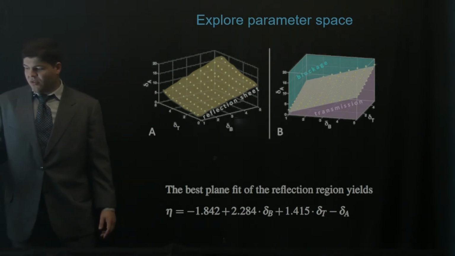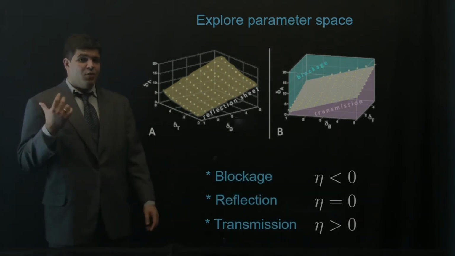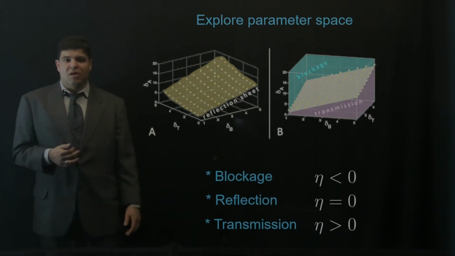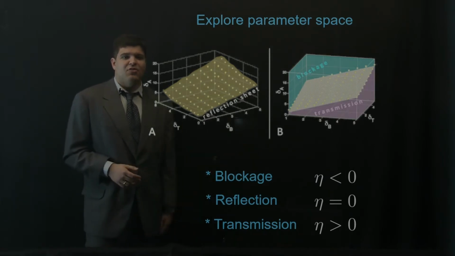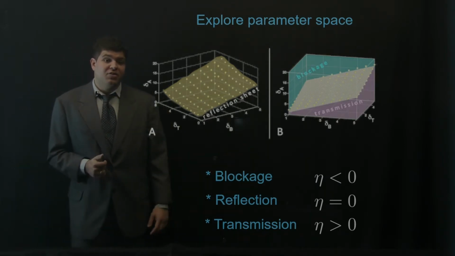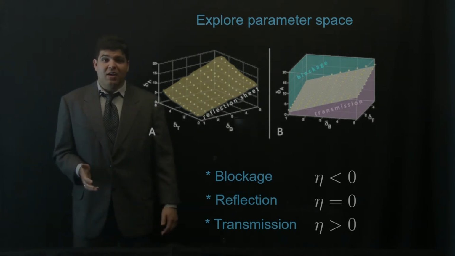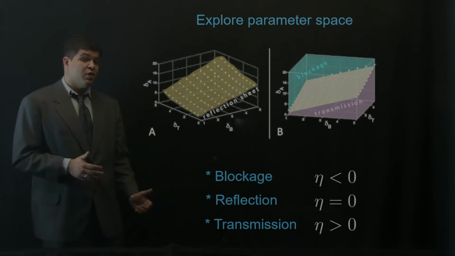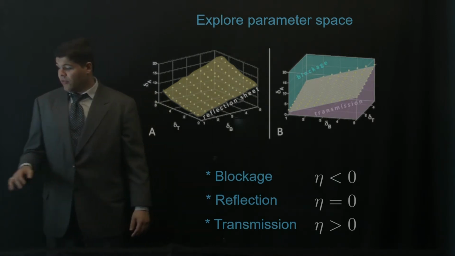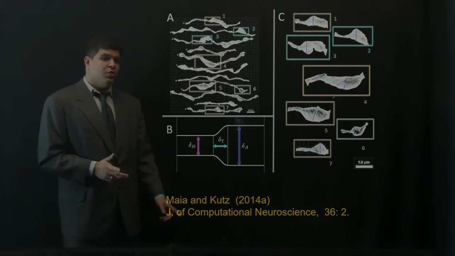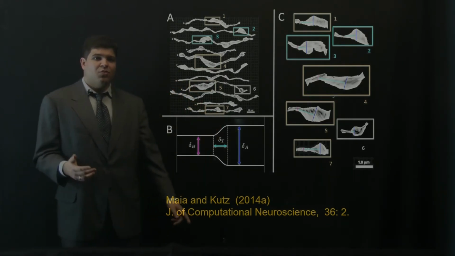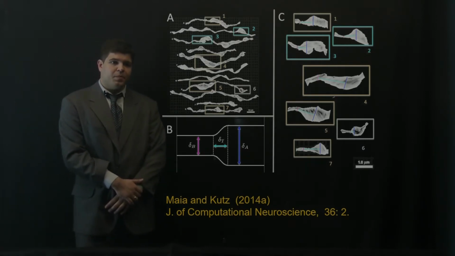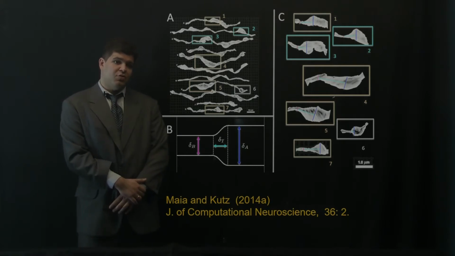Okay, so this is how it works. You evaluate that function for the parameters, and that gives you a regime number, which we're calling eta. If eta is negative, then you're going to observe blockage. If eta is near zero, you might experience some reflection, and if eta is bigger than zero, then you're going to have transmission. Okay, so this now allows us to go back to the figure with the rich geometries, and we can now compare the different regimes.